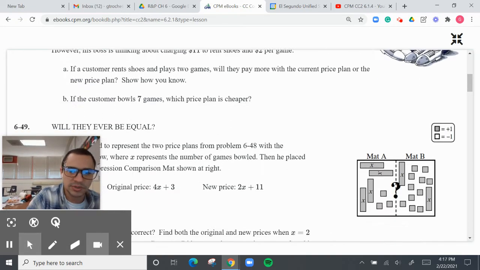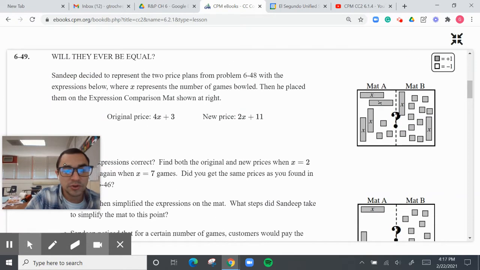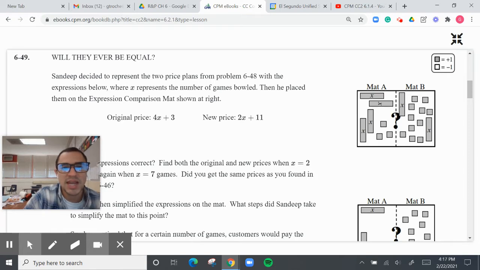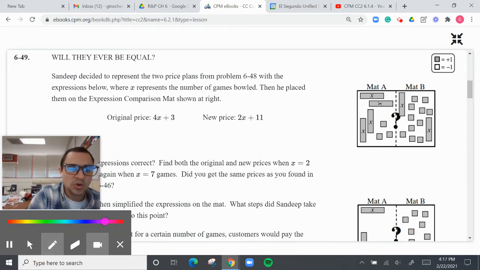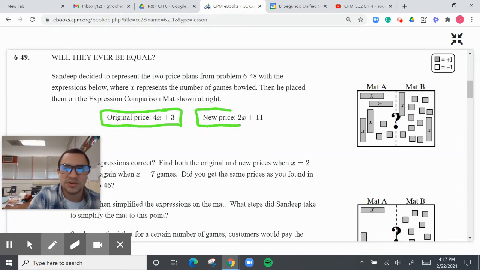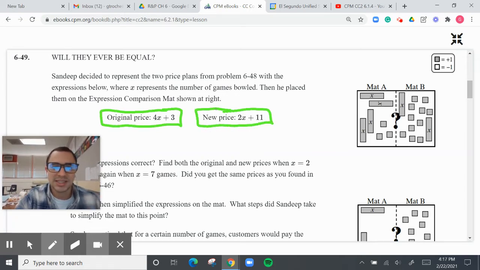Oops, there we go. Now we can scroll. Will they ever be equal? And this is a good question. Will they ever be equal? So as you see here, we have done the original price is 4x plus 3, and the new price is 2x plus 11.